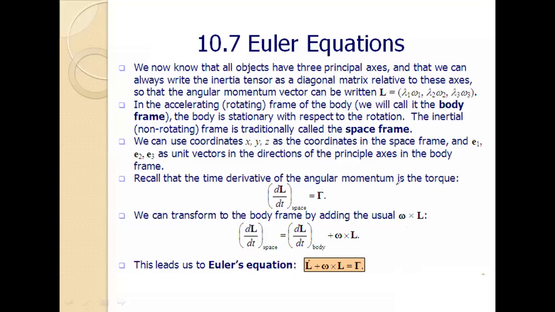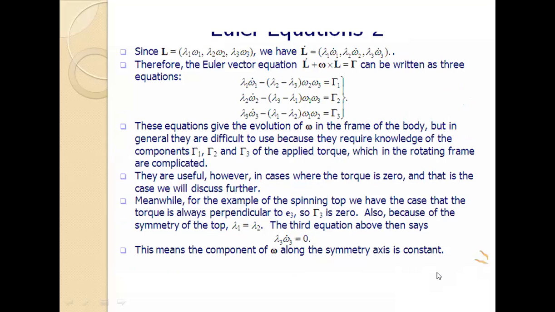Right. Okay. So now you got to know the Euler equation. It's very simple. Euler was talking about two frames: one is the space frame, the other one is the body frame. The space frame torque must be equal to the body frame torque plus omega cross L.